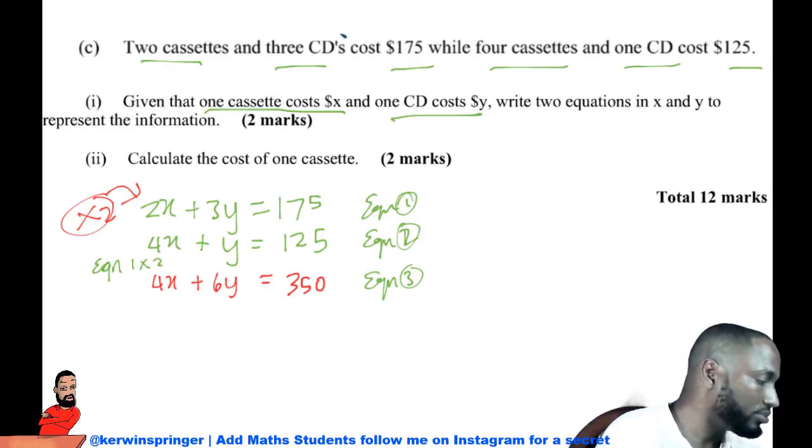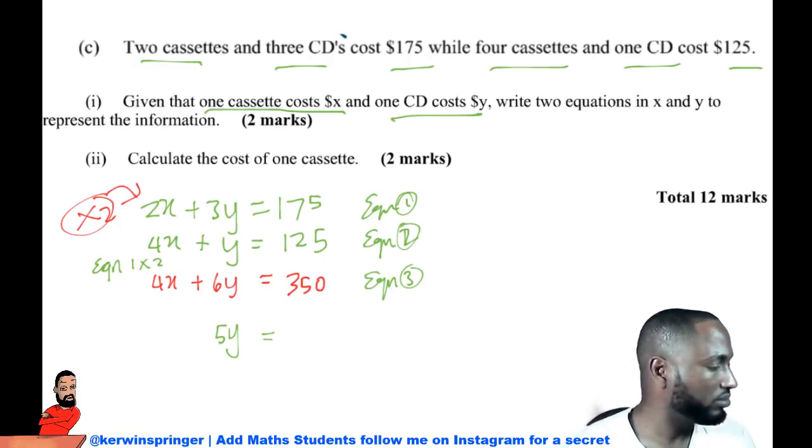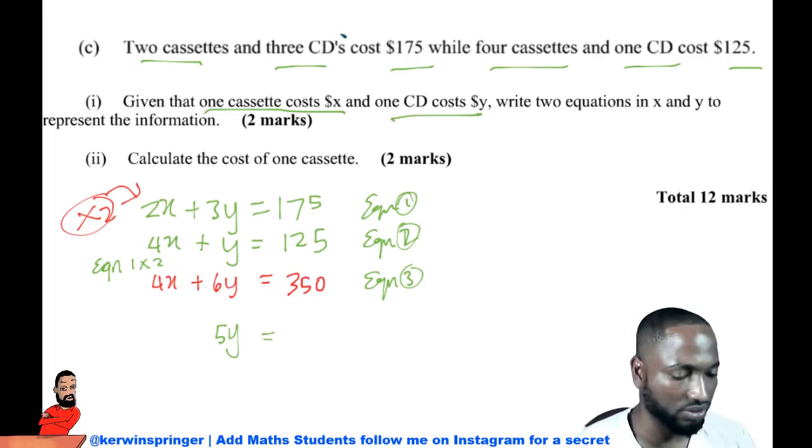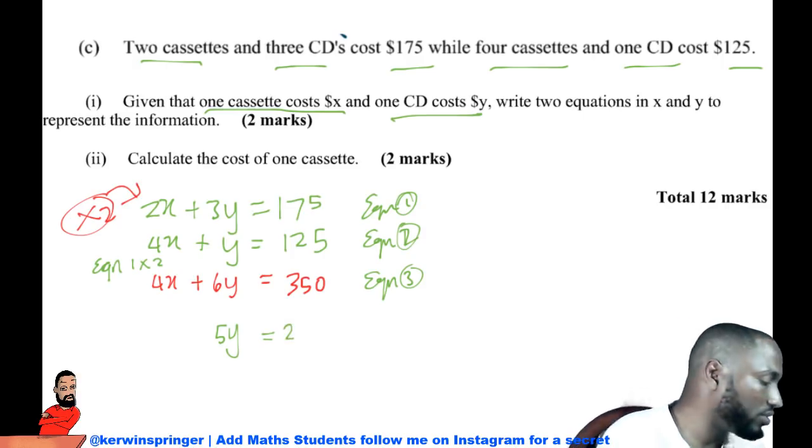So, once you have these two, you can take away, because the sign is the same here and here. Take away equation 2, take away equation 3. Actually, I will take it away the other way around, so that I'll end up with 5y here. And I'll end up with 125 take away 350. Remember, 350 take away 125 is 225. And then y would be equal to 225 divided by 5, which is 45.